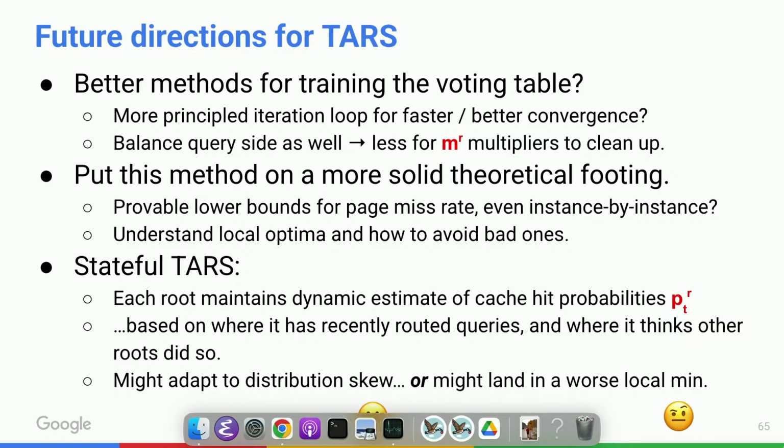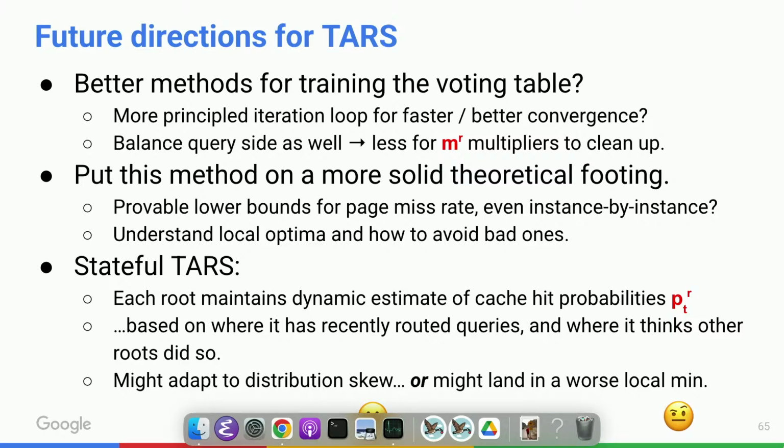I would love to put this method on a more solid theoretical footing, right? Can we prove some lower bounds on the page miss rate, even if they're only instance by instance? There are many, many local optima for this voting table. I'd like to know how to avoid the bad ones.